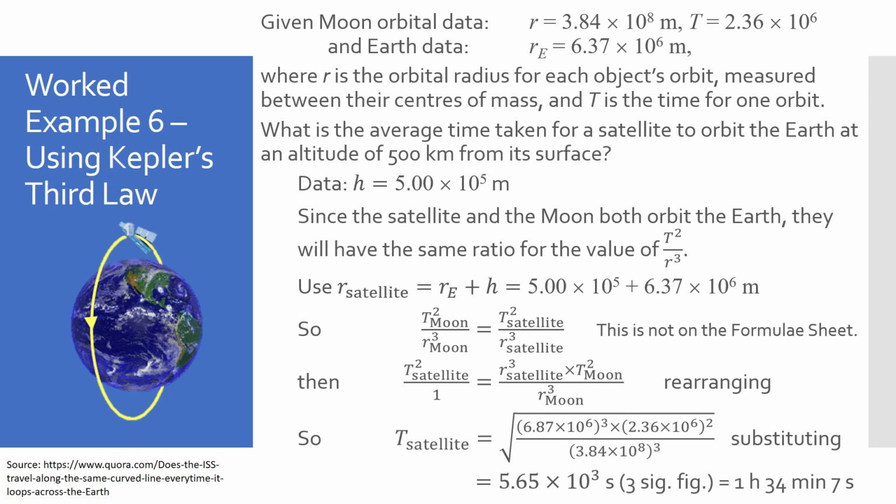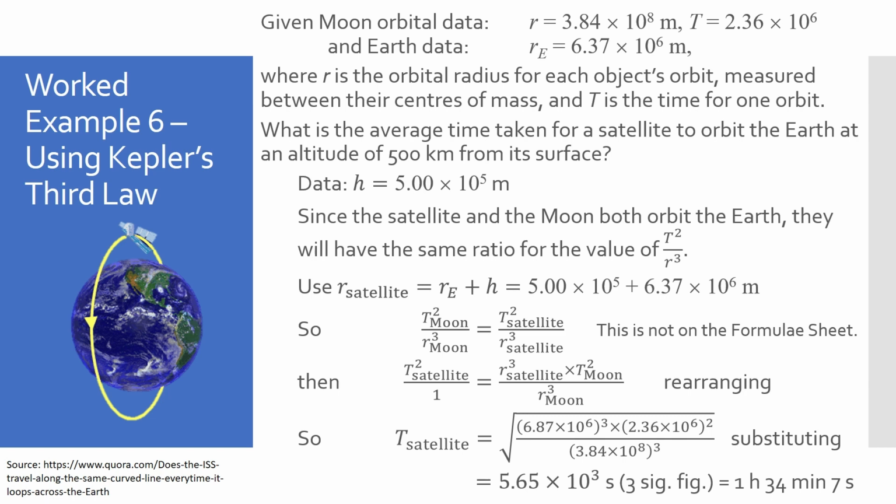So we have T squared for the Moon over r cubed for the Moon equals T squared for the satellite over r cubed for the satellite. Now, please note, that's not on the formula sheet, but you have to know it and apply it to different systems, whether it's the solar system, in this case the Earth system, it could be the Jupiter system, it could be a mysterious planet X system. But whatever you do, remember T squared on r cubed is always the same.